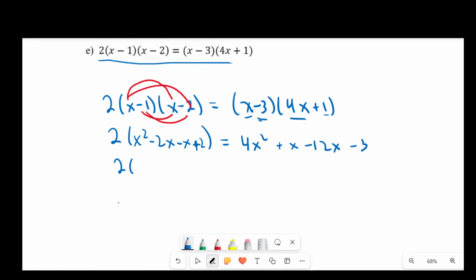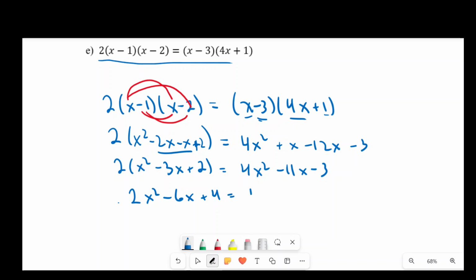So first of all, I'm going to collect like terms. So you can see that in the bracket, I have -2x minus 1x, so that's -3x. On the right, I have +x, that's +1x, minus 12x is -11x, and then -3. So multiply 2 into that bracket.